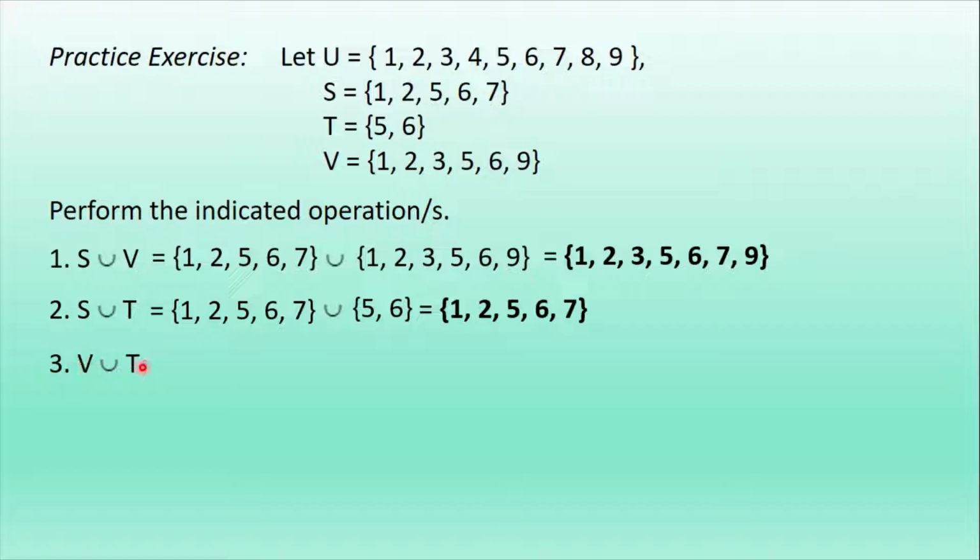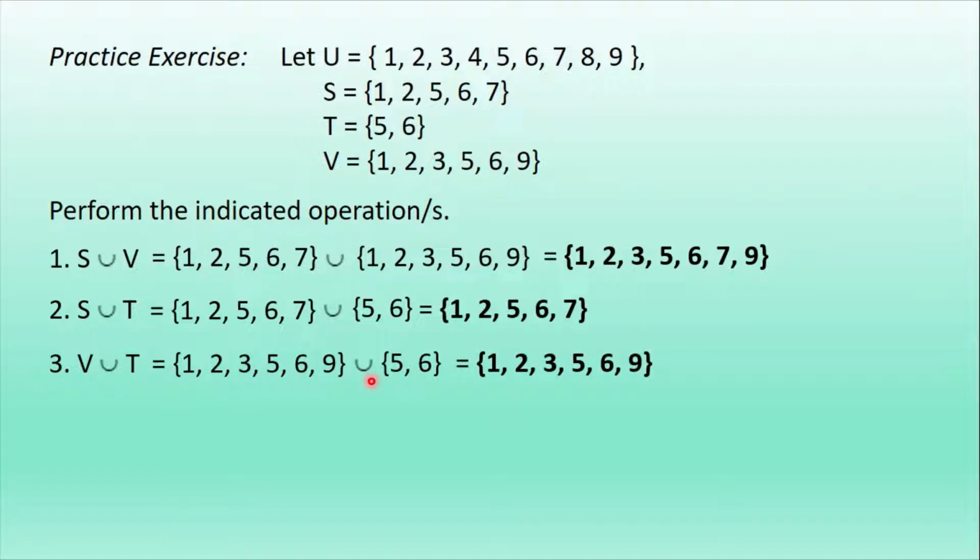Next, V union T. Okay, V union T, itong dalawang sets naman na ito ang ipagko-combine natin. So we have the elements of V and then of course union to elements of T. Okay, combine since andun na yung 5, 6. Of course, kukunin lang natin itong lahat. So we'll have 1, 2, 3, 5, 6, and 9.